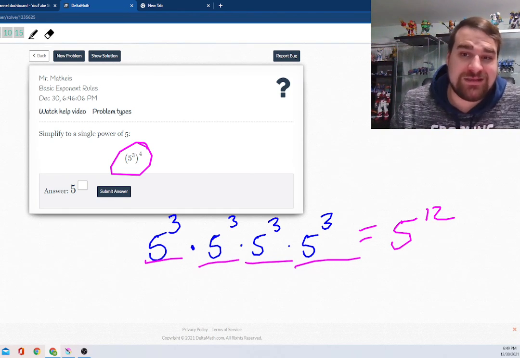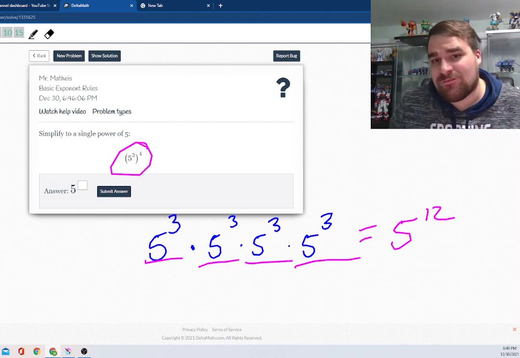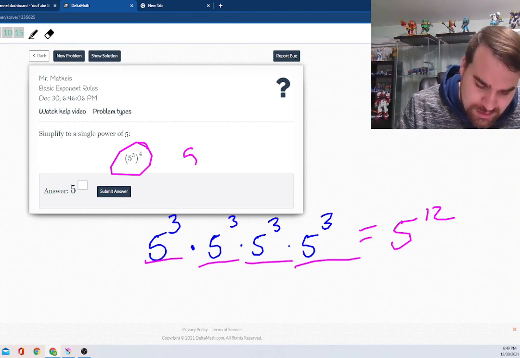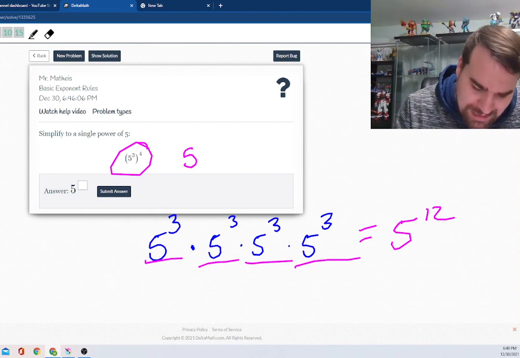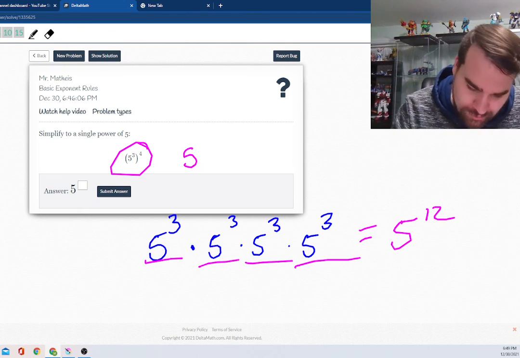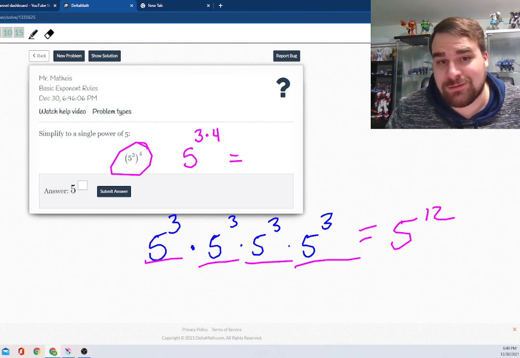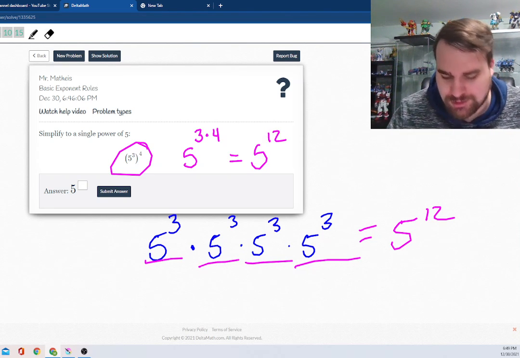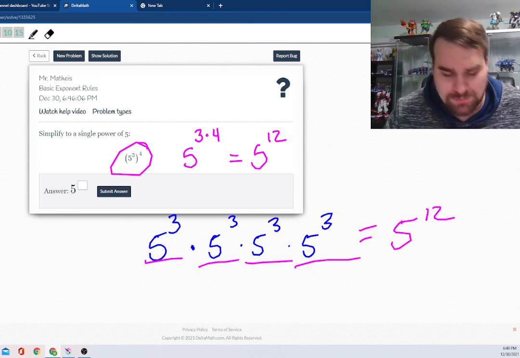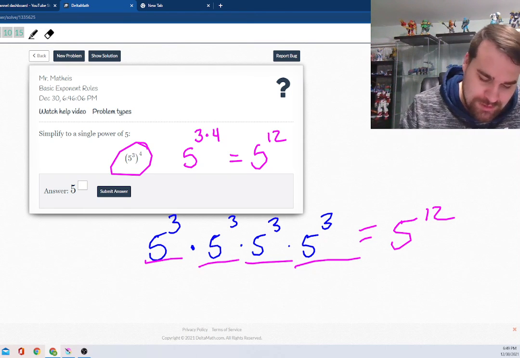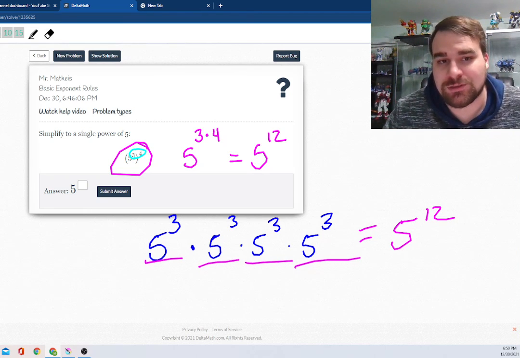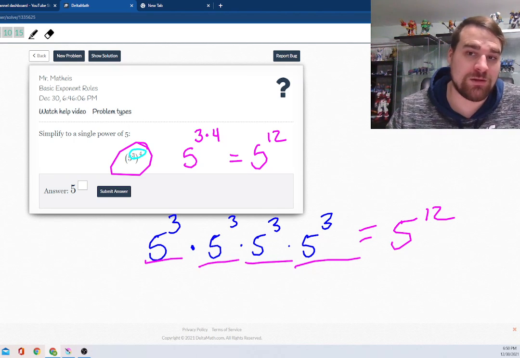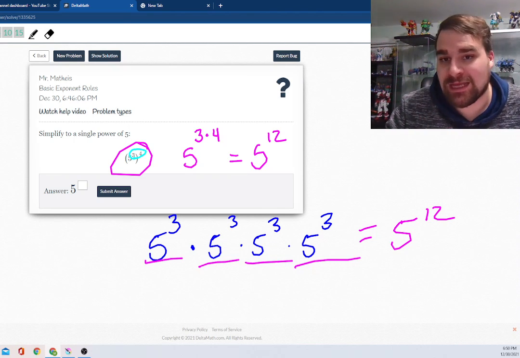What I like to think of, what I envision in my head whenever I'm solving a problem like this, is writing the base number, the number we start with, the 5, and instead of writing it to the third to the fourth, I like to write it as 3 times 4. I do that little bit of multiplication, and it gets me to my answer, 5 to the 12th power. So all we ever have to do on these problems is multiply the two exponents, or the two powers, and that will get us the exponent that is in our fully simplified answer.